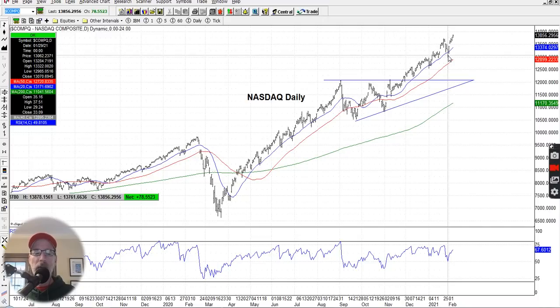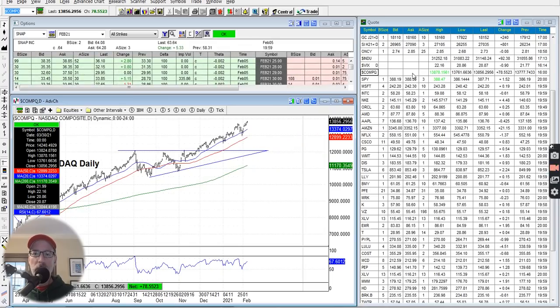It takes these little pullbacks as a sign to get in. All-time new highs, looking good. You can see on my watch list here these green highlights, can't really see the numbers, but that indicates new highs. So we got the NASDAQ, the S&P 500.